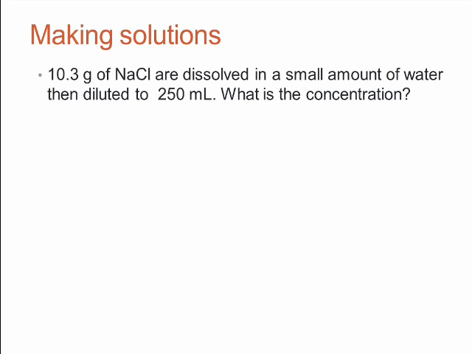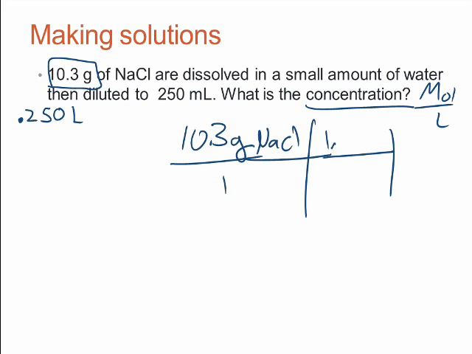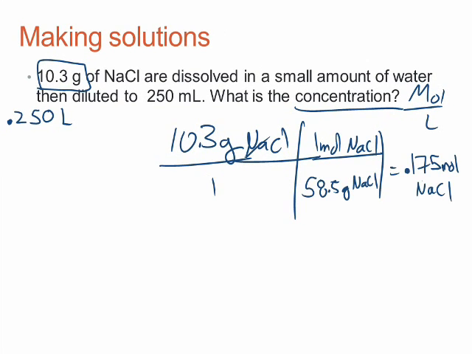Okay, well, we know 250 milliliters is 0.250 liters. We're given 10.3 grams. We want moles per liter. Concentration, of course, is moles per liter. So we need to change 10.3 grams to moles. Easy stuff. We've done this before. 10.3 grams sodium chloride, 1 mole sodium chloride. And we get 0.175 mole of sodium chloride.